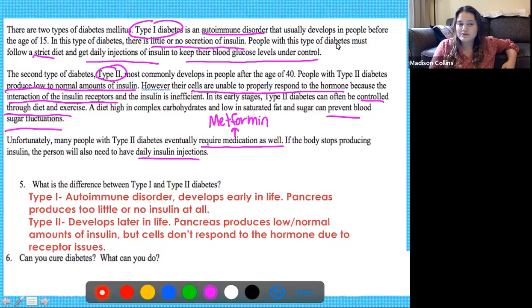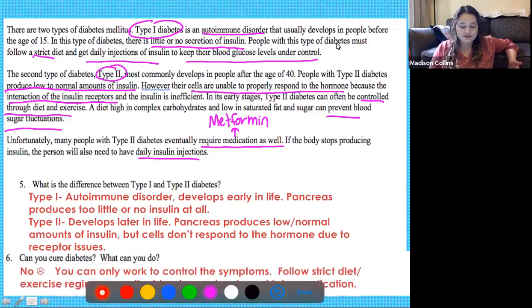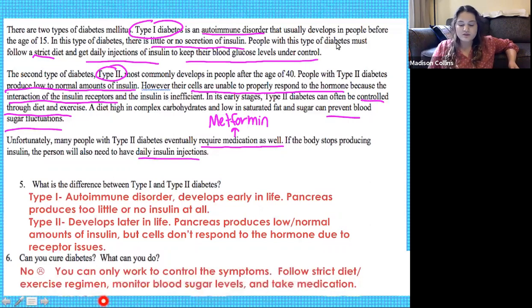Which leads us to number 6. Can you cure diabetes? What can you do? No, unfortunately, there is no cure. We can only work to control the symptoms. If you have diabetes, you're most likely going to follow a strict diet or exercise regimen, monitor your blood sugar levels, and take medication to keep your blood sugar levels as stable as possible.